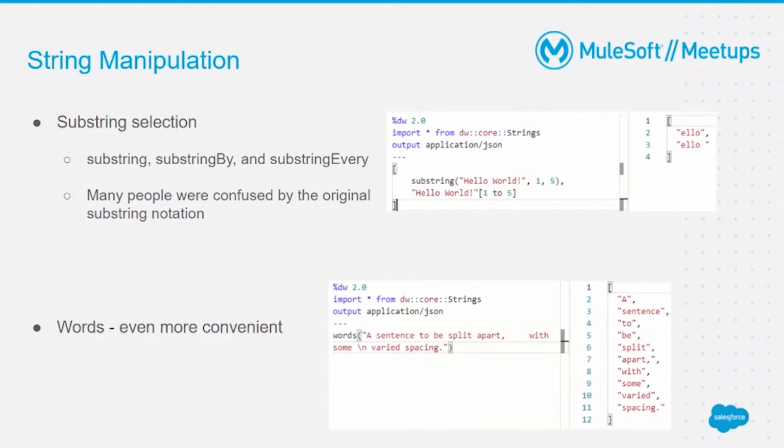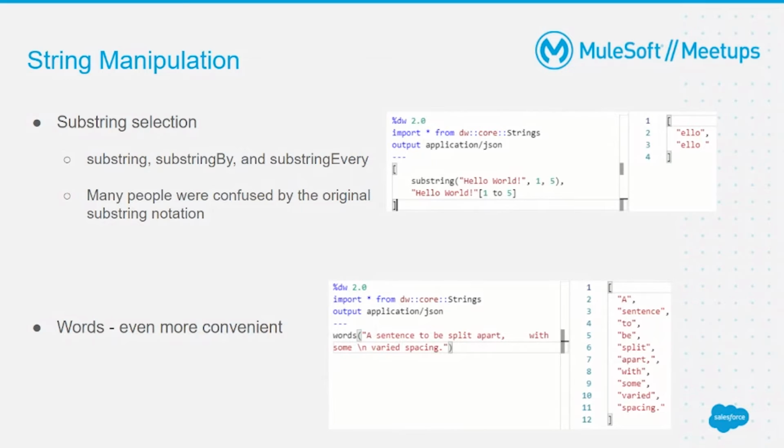One other common thing that they've improved a fair amount over the past year is string manipulation. One of the common problems I see people having is not being quite sure how to do substring selection or substring manipulation with DataWeave. DataWeave treats a string just like an array, so up until this year, the way to do a substring was just like you would pick out a subset of an array. So we're just taking the indices 1 to 5.